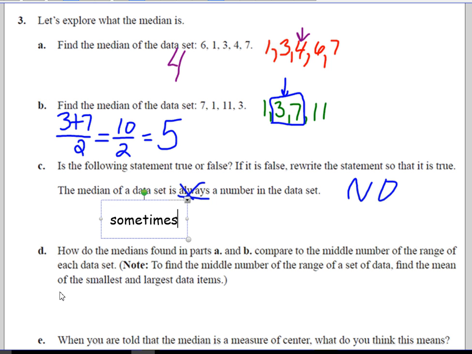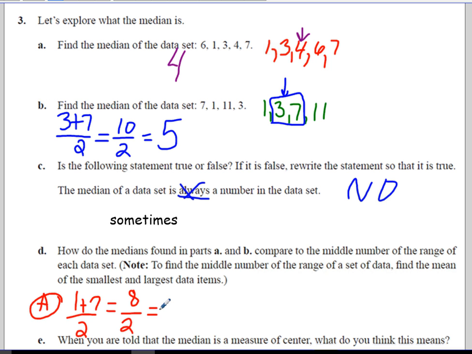Okay. So if we look at our set A, which we wrote in red, we would have 1 plus 7 divided by 2. We're averaging the largest and the smallest, so that would give us 8 divided by 2, which gives us 4. Well, that's what we got that time.